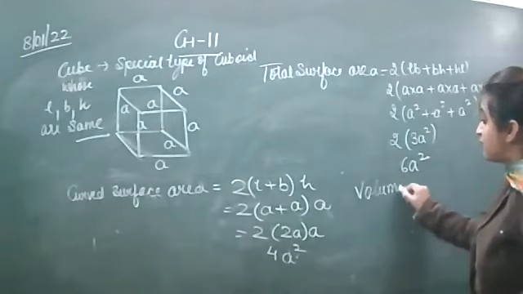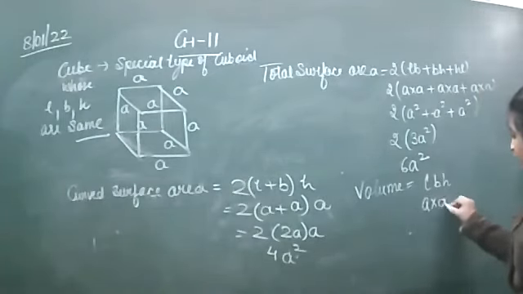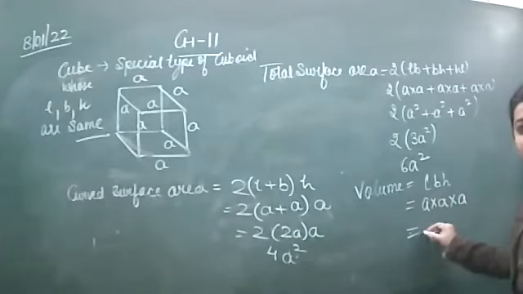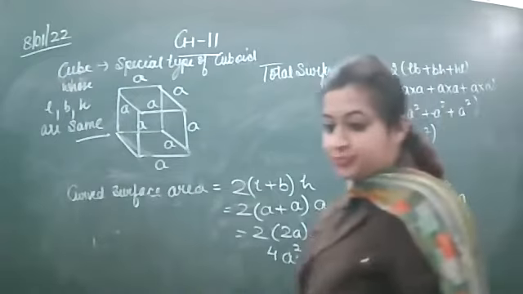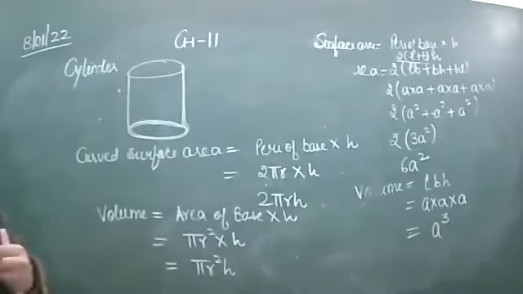Now, the same is the volume LBH. A into A into A. What is this? A cube. So this is the volume. Note down these formulas of cylinder.